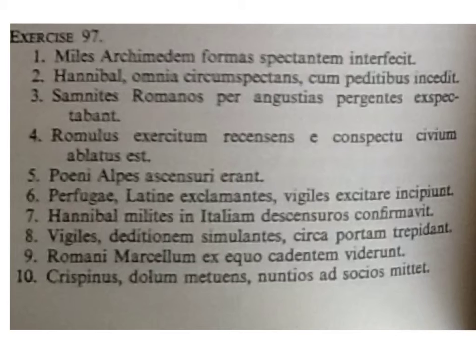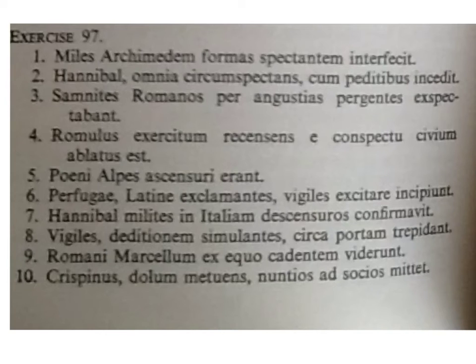Poeni, the Carthaginians were ascensuri. Ascensuri here is a future participle. I know that we haven't properly met that yet, but this urus or urum is a future participle, about to do something. So the Carthaginians were about to cross the Alps.